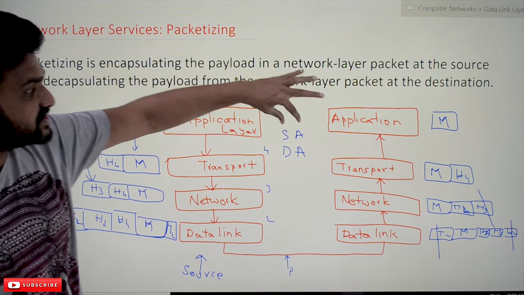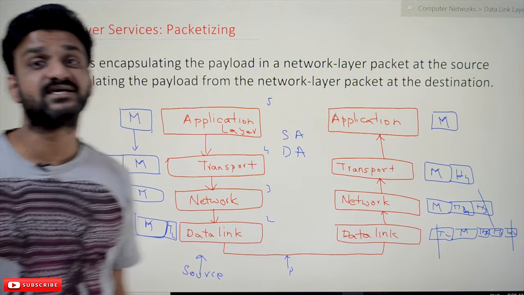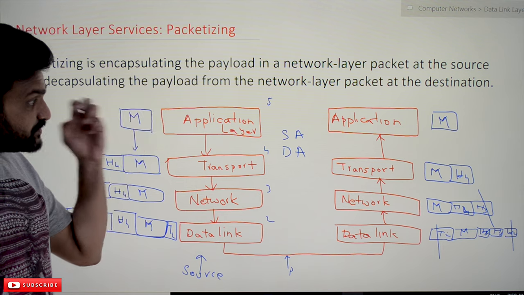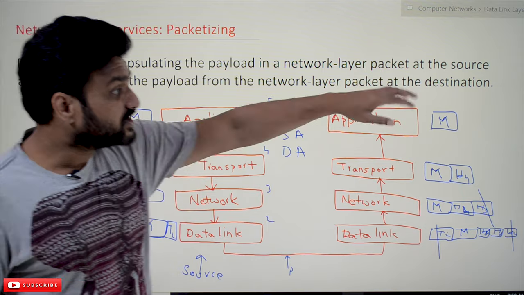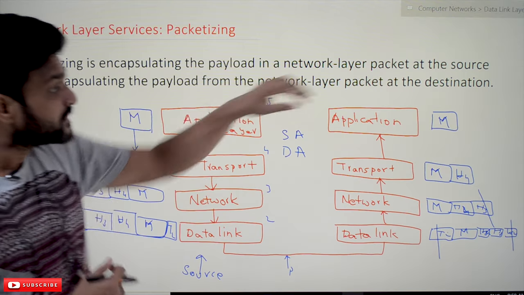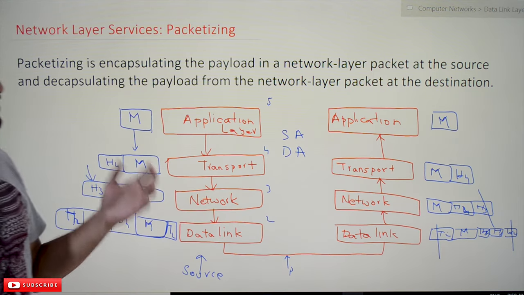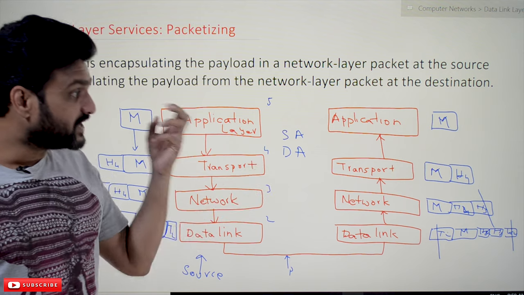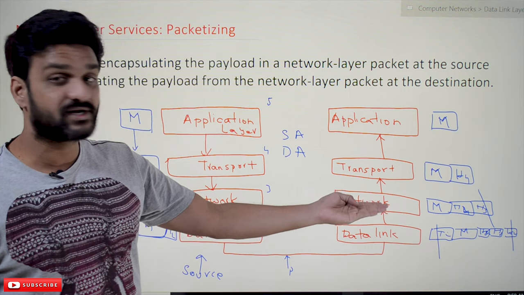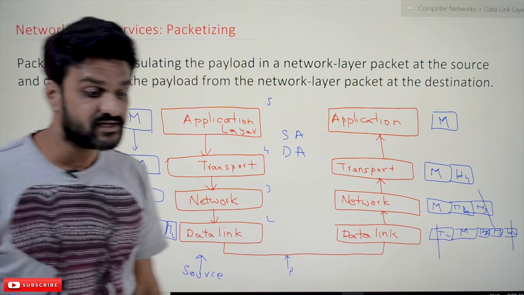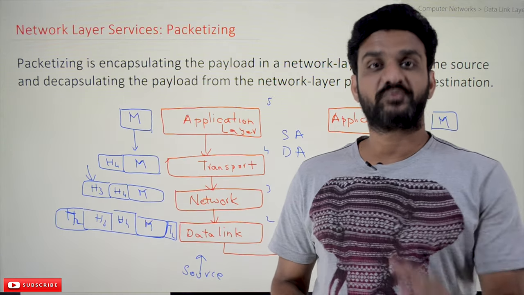If the system is considered as a source, it is called the source address. If the system is considered as the destination, it is called the destination address. If you are speaking with respect to this system, this is the source and this is the destination. In response to the request, this is considered the source system and this is considered the destination system. So the main part of the network layer header is the source address and destination address. So that is what we call packetizing. Hope you got clarity on this concept.